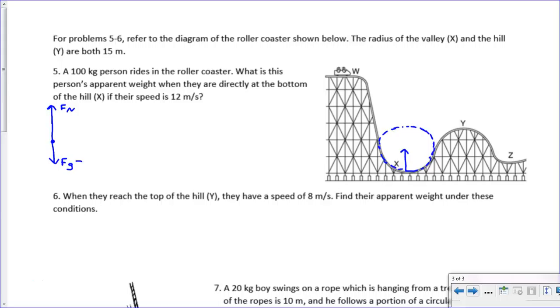The next thing we know is that the gravitational force is equal to 1,000 newtons. We know this because the mass is 100, and so you just multiply by 10. So the next thing I'll do is I'll figure out what the value of my centripetal force is. For the centripetal force, we take m times v squared over r, which in this case equals 100 times 12 squared over 15. And if you do that, you should find that Fc equals 960.